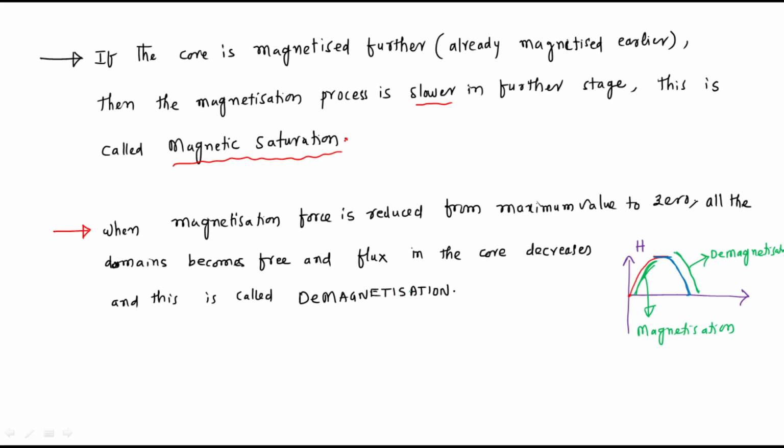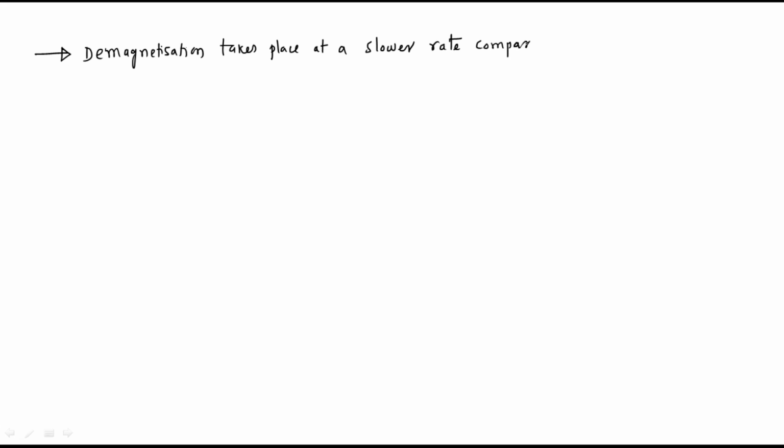Then what is the rate of change during magnetization and during demagnetization? Demagnetization takes place at a slower rate compared to magnetization. The rate of change during magnetization is more, but coming to demagnetization, the rate of change is very less compared to magnetization. Because what is the reason?